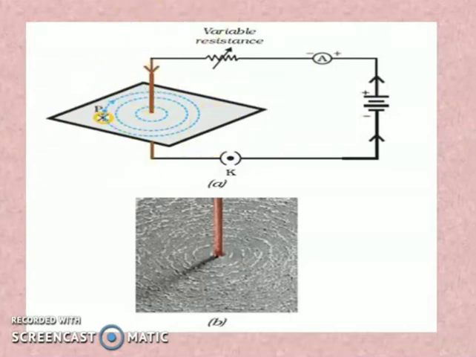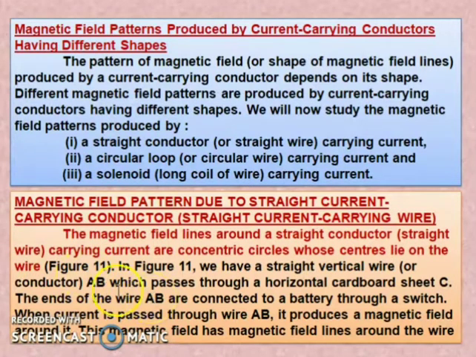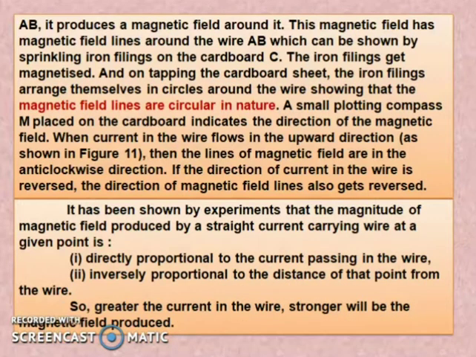So that is given: a vertical wire AB which passes through a horizontal cardboard sheet C. The ends of the wire are connected to the battery through the switch. When the current is produced, you can see the magnetic field around it. Now it produces a magnetic field around it. This magnetic field has magnetic field lines around the wire AB, which can be shown by sprinkling some iron filings on the cardboard sheet.